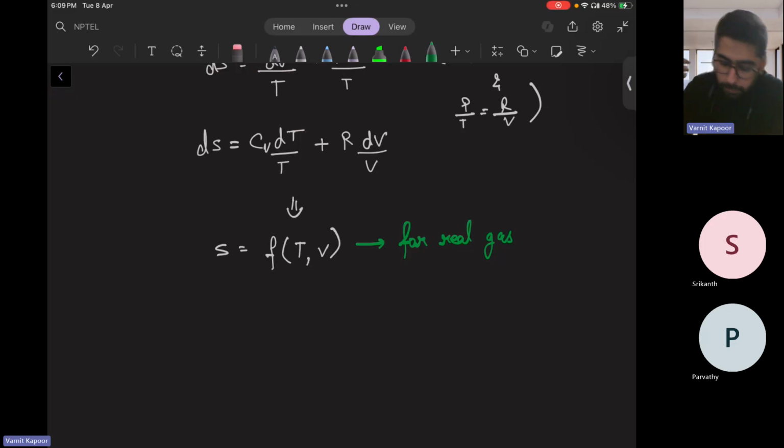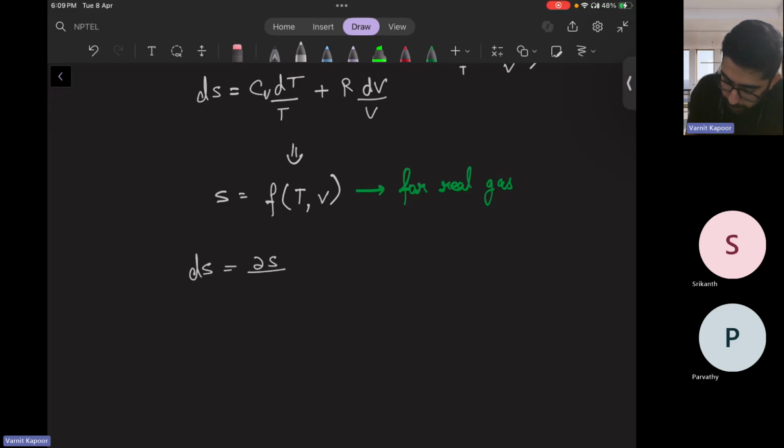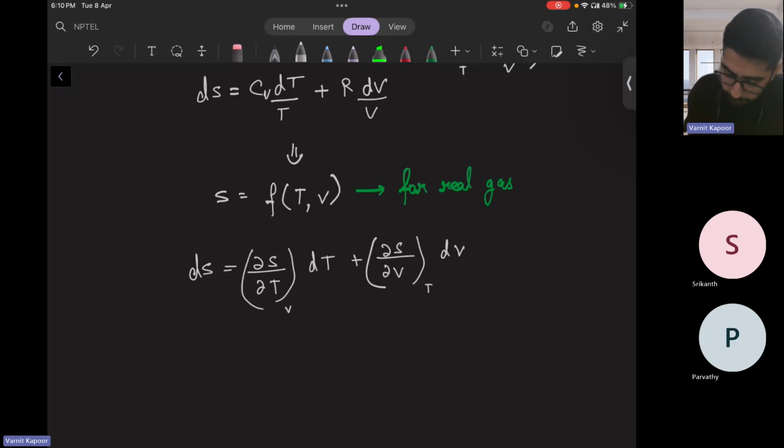So from the chain rule, if I do the differentiation, entropy is a function of T and V, so ds will be dou s by dou T at constant volume times dT, plus dou s by dou V at constant temperature times dV.